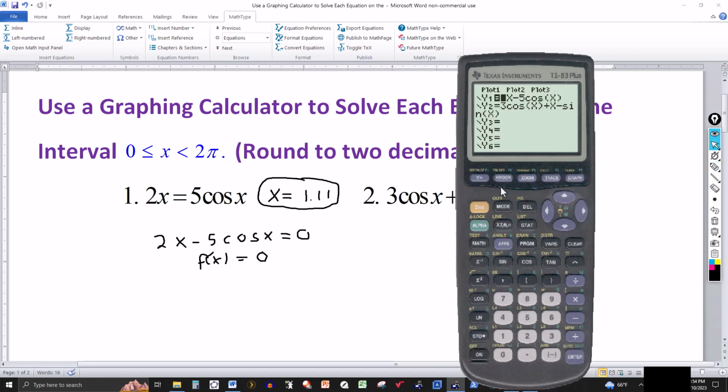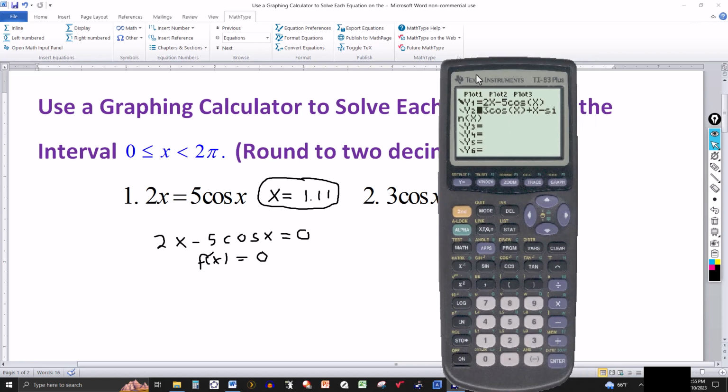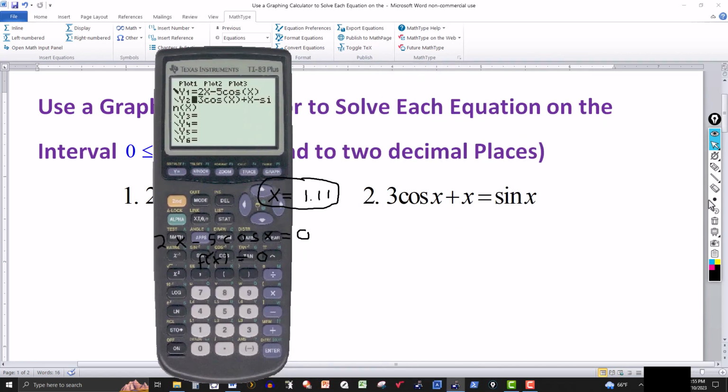Okay, for the next one, put this under equal, hit enter, deselect this one, and then go down and select the second one. And this one I already have also. So what I would do is bring the sine x over. So this would be 3 cosine x plus x, and then minus the sine of x, and that would be equal to 0. And then this expression right here would be your function f of x.